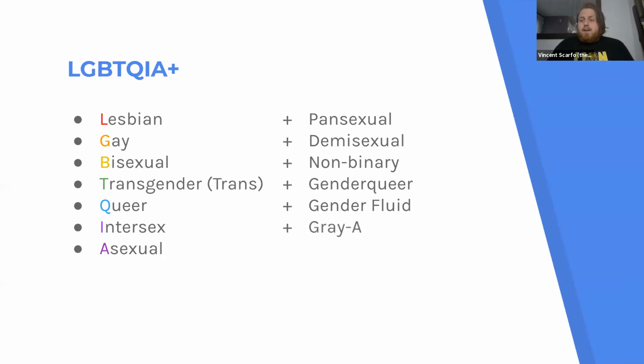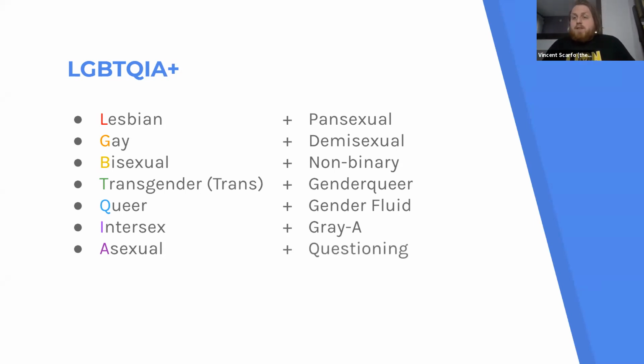Gray A is on the asexual, demisexual spectrum. So a lot of people feel that asexual, gray A, and demisexual are a spectrum of people who don't always enjoy sex or sexual activity, and their enjoyment or their desire for those things is on this spectrum. So gray A are people who are mostly asexual or partially asexual, but don't want to identify as fully asexual.